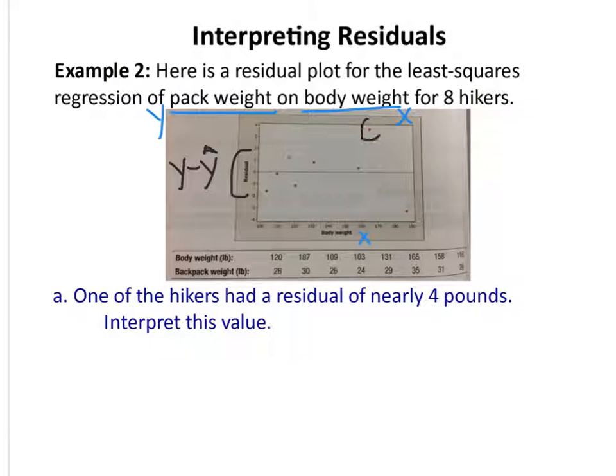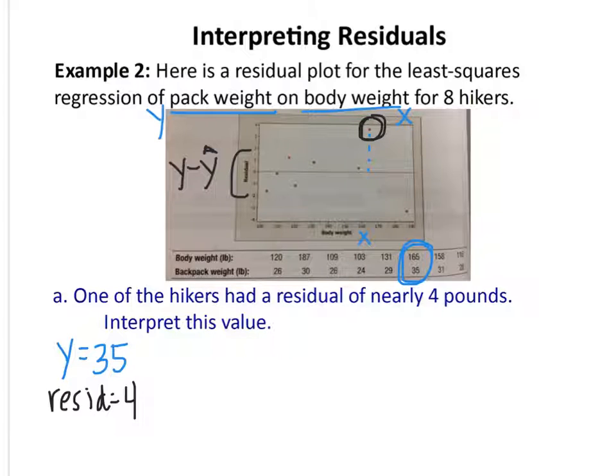So it's referring to this residual right here. Interpret this value. Well, if I look at the x-axis at that point, that's right around 165, and that would be this backpacker right here. So he, or she, had a backpack weight of 35 pounds. Well, this 35 pounds is what we saw, and the residual was 4.